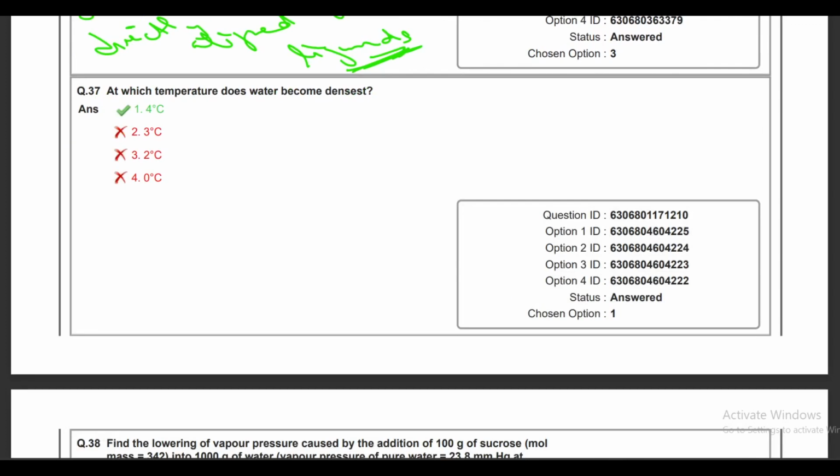In the next question, at which temperature does water become dense? Water becomes dense at 4 degrees Celsius. At this temperature molecules are most closely packed, making water denser than at higher or lower temperature. Clear? So 4 degrees Celsius is the correct answer.